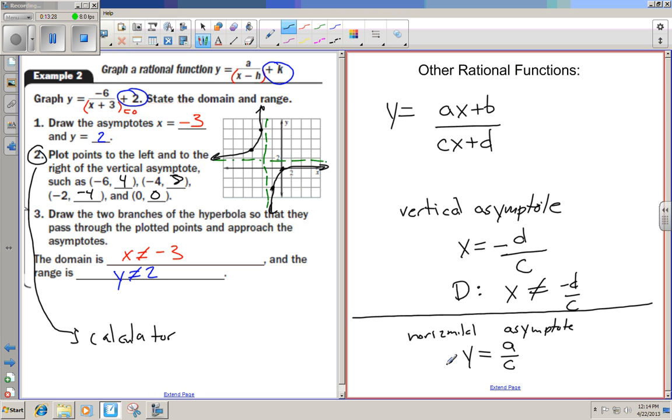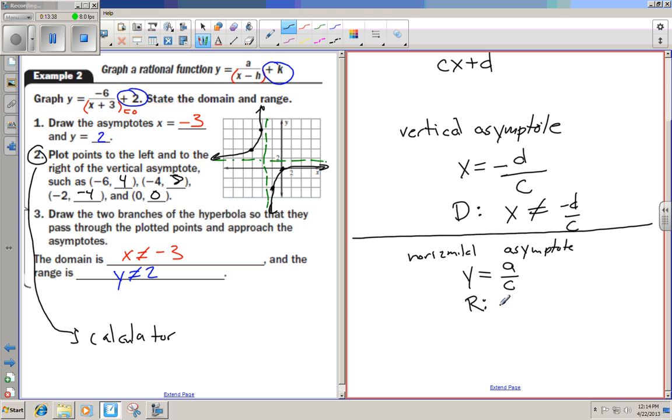That's where the horizontal asymptote is. You're going to want to write this down again, please. Y equals a over c. That means then that the range is y does not equal a over c. So we're going to be using those other rational functions here on the next couple of problems.